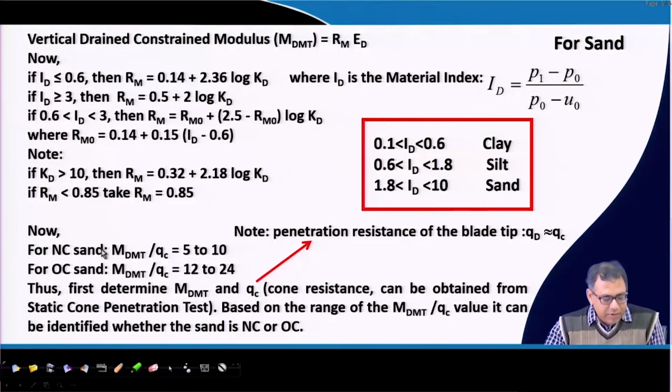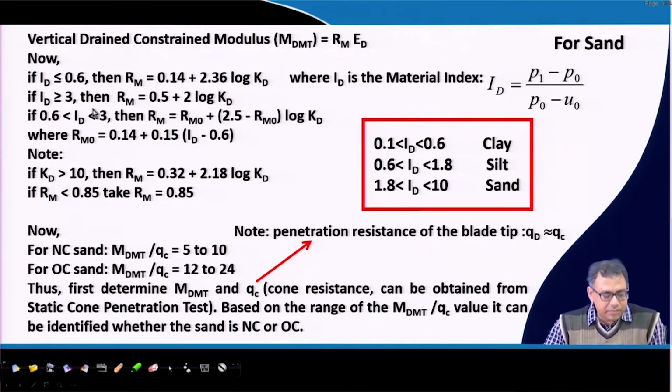How we can do that? Because once we get the RM for sand also, then we will multiply with ED, I will get the MDMT. So then that MDMT we divide it with the QC, that means the cone resistance, from the static cone penetration test. I have already discussed the static cone penetration test. So from the static cone penetration test, I will get the QC, and that MDMT you divide by the QC. Now for normally consolidated sand, this MDMT divided by QC is within 5 to 10, and for over consolidated sand, this value is 12 to 24.